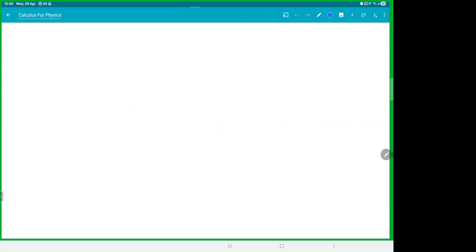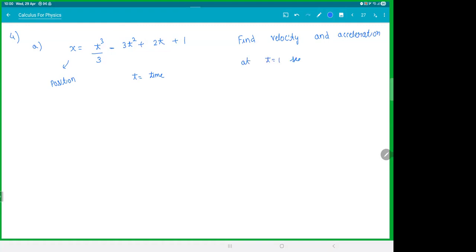Let's see a question on this then. Let's say x is equal to t cube by 3 minus 3t square plus 2t plus 1. x is the position, t is the time. Find velocity and acceleration at t is equal to 1 second. Let's get this.